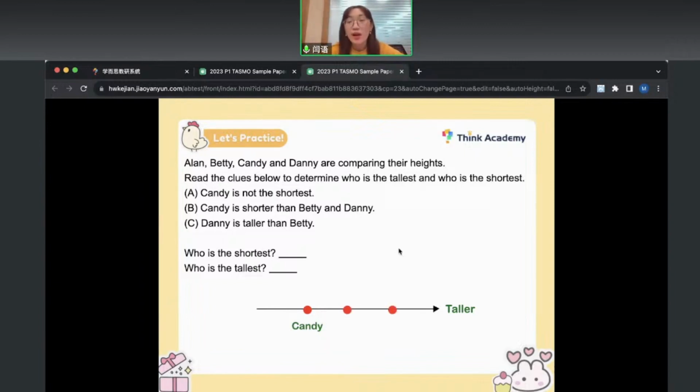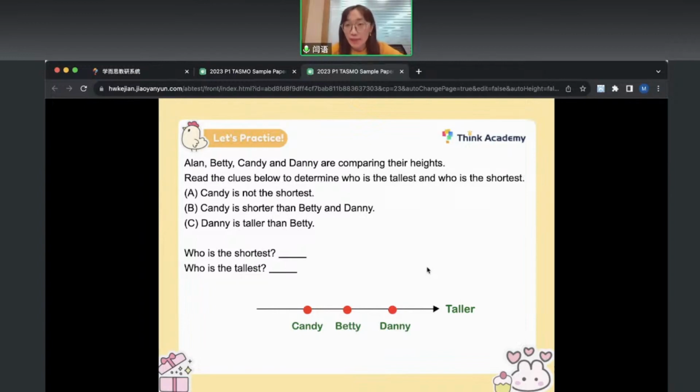Okay. But here, let's have a look. What about Betty or Danny? Who is the tallest one? Read the third sentence. Danny is taller than Betty. Taller than Betty. So Danny is on the right side of Betty. So here we can get Danny and Betty. Yes, correct. Okay, good job. Shorter to taller. Yeah. So after that, let's have a look.